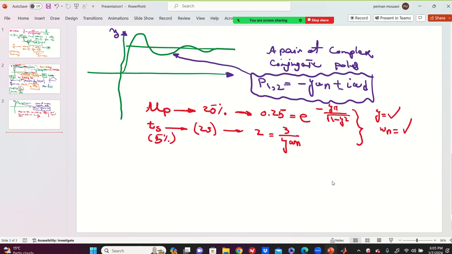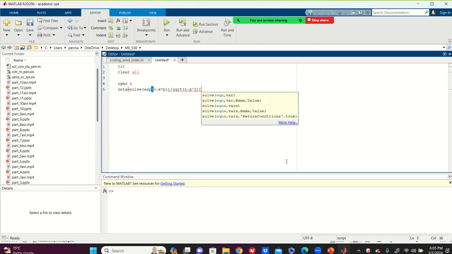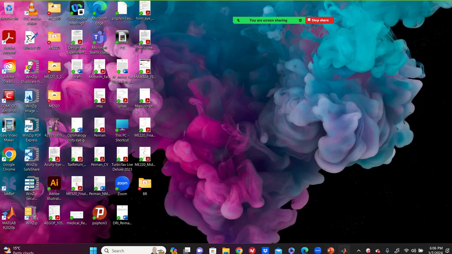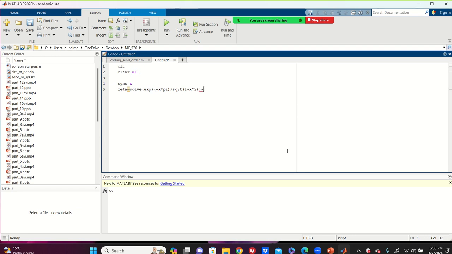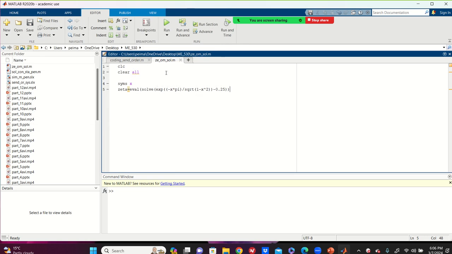and you're gonna write the equation. The equation is this side minus this side is 0. So you're gonna say exponential of minus x multiplied by pi, divided by sqrt of 1 minus x to the power of 2, minus 0.25, 25% of the overshoot. And I'm gonna say eval. Give me the numbers. Okay, I'm gonna save this as zeta, omega n solution. Okay, now I'm gonna debug it first.